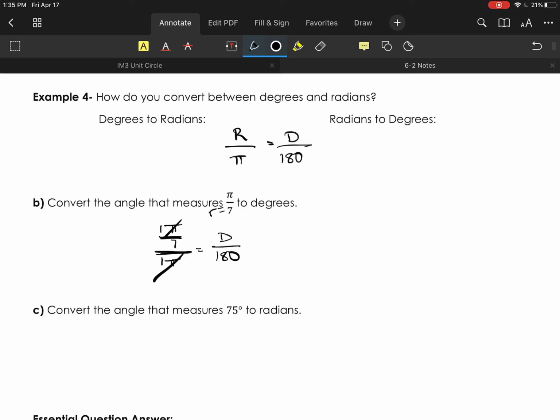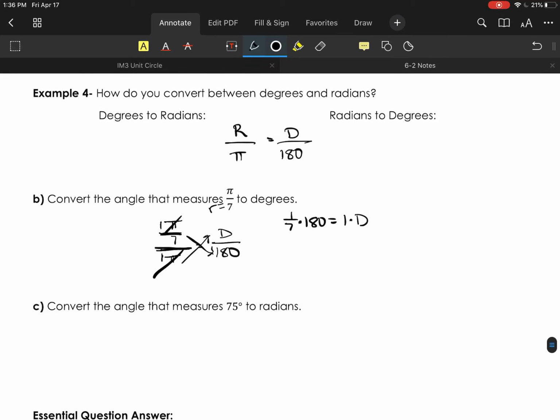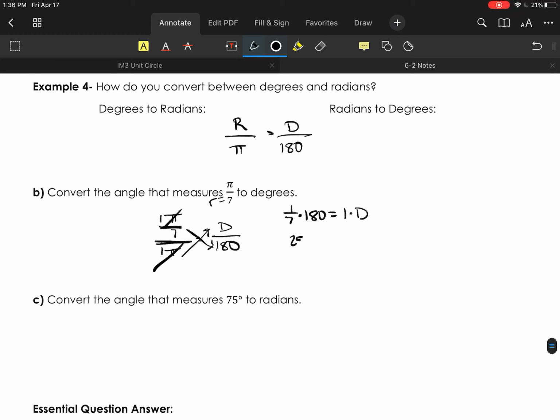So now, it's weird because you have a fraction and a fraction, but hopefully that makes sense. I'm going to cross multiply. So 1/7 times 180 equals 1 times d. Okay? Then you just plug 1/7 times 180 into your calculator, which should give you about 25.71, and that's equal to d. Okay? 1d is just d. So you know pi over 7 radians is the same thing as 25.71 degrees.